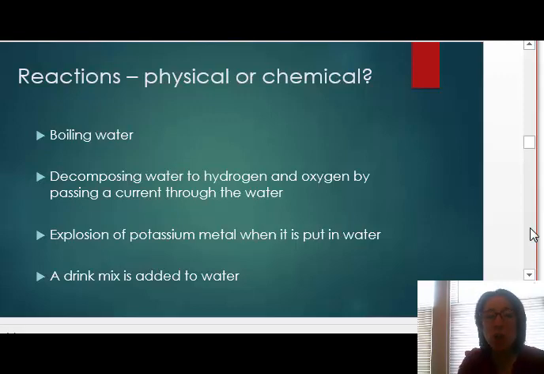Pause the video and determine whether each change is physical or chemical. You will have homework questions that require you to distinguish between physical and chemical reactions, and you are likely to be quizzed on this concept. Once you have your answers, start the video again.